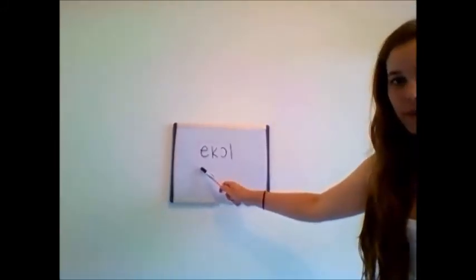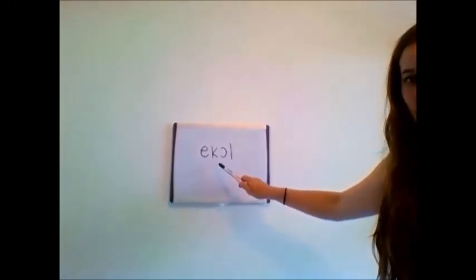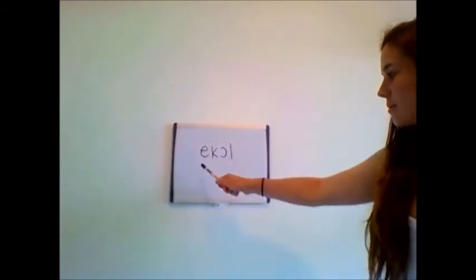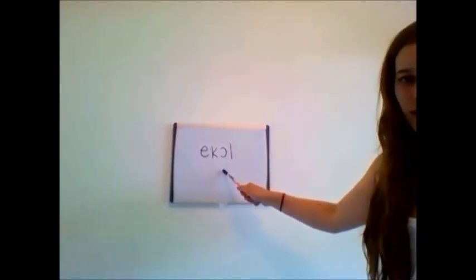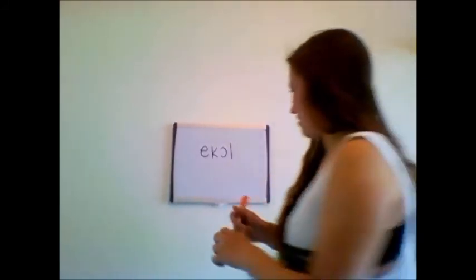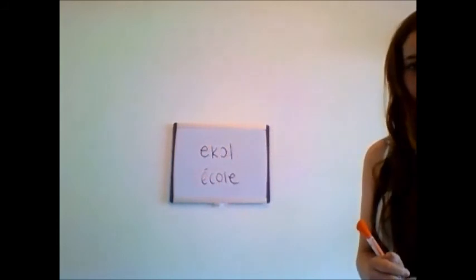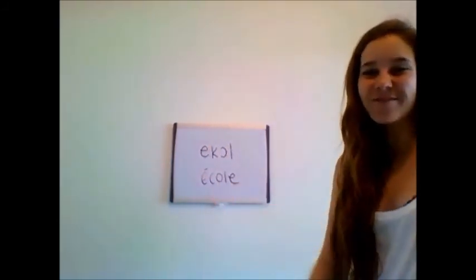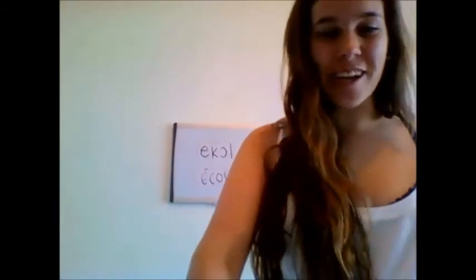And let's try another one. Okay, so we have a, k, a, l, which would make école. So making this word école, which means school. So here you go. Now you know how to use phonetic alphabet.